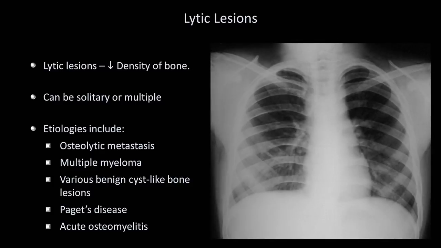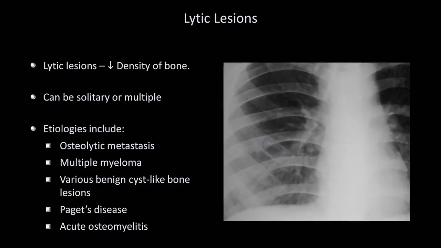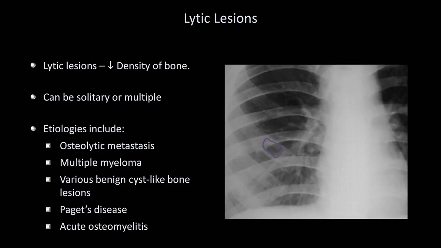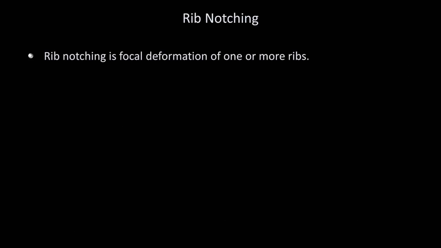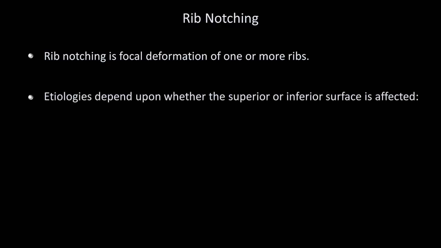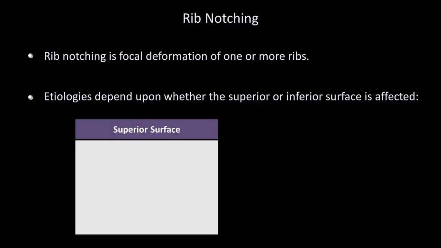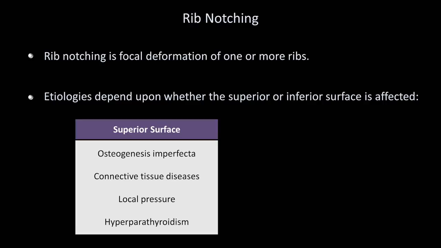Here's an example of a lytic rib lesion, which in this case was actually due to tuberculosis. Rib notching is the focal deformation of one or more ribs that occurs on the rib surface. The etiologies depend upon whether the superior or inferior surface is affected. Notching on the superior surface, which is less common, can be seen in osteogenesis imperfecta, connective tissue diseases, local pressure, or hyperparathyroidism.